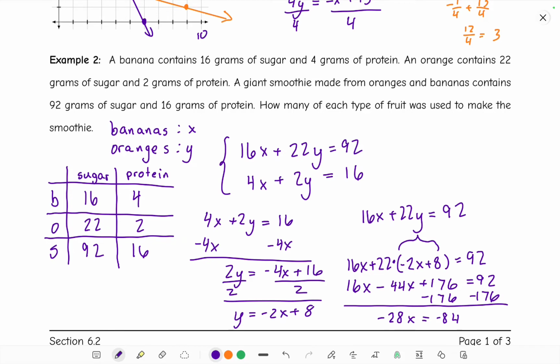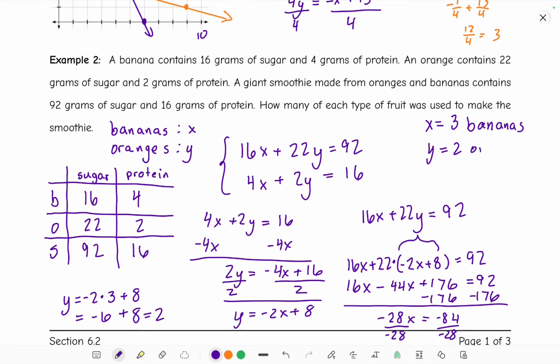Then to solve for x, we divide by negative 28 on both sides. And we get x equals, well, negative divided by negative is positive, and then 84 divided by 28 is 3. Now I take this and plug it back into y. So I get y equals negative 2 times 3 plus 8, which is negative 6 plus 8, which is 2. So y equals 2. So this smoothie has 3 bananas and 2 oranges.